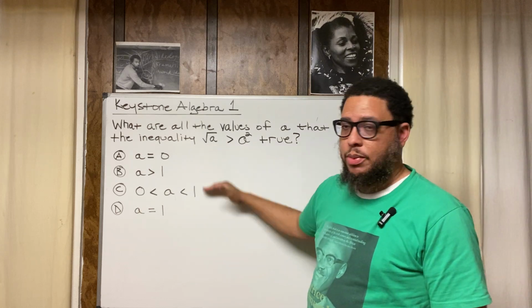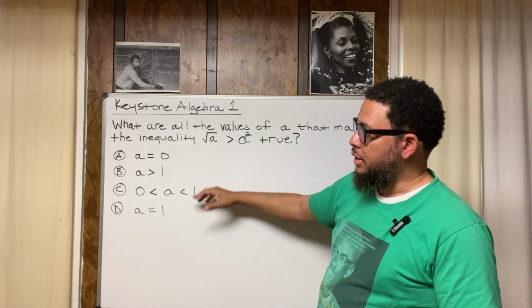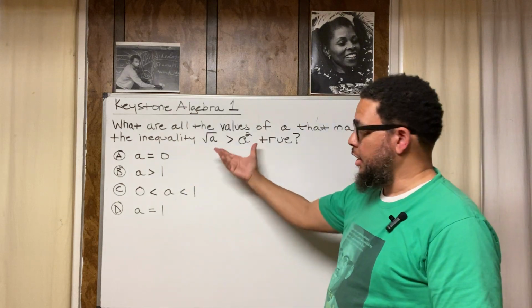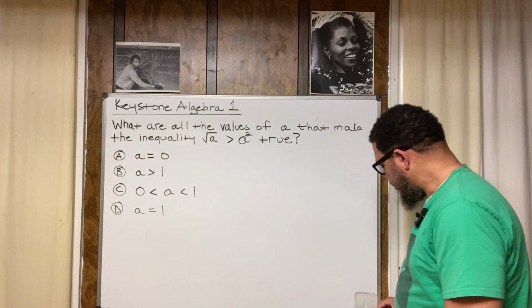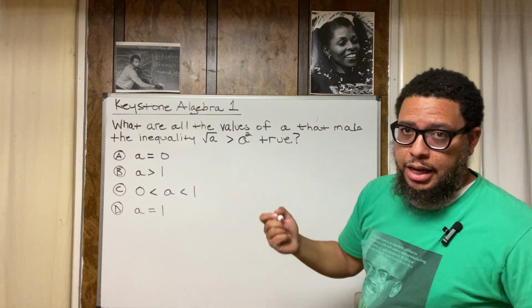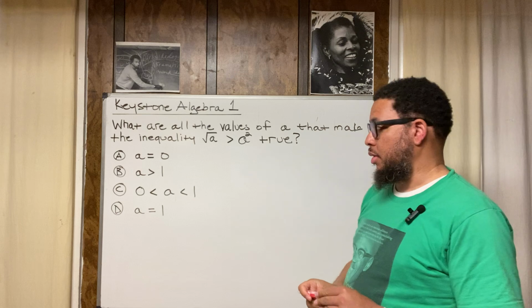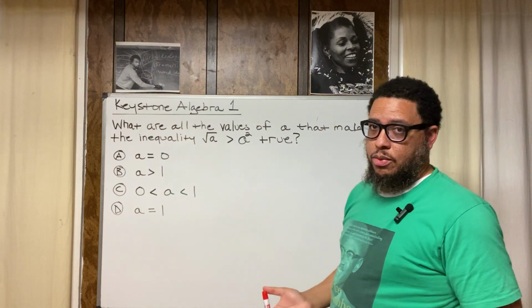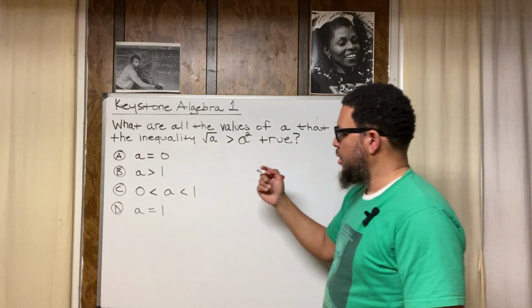Now, this is a multiple choice question. So what we can do is actually substitute these values that we're given and see if it gives us a true statement. So let's start with choice A. Choice A says A equals 0, meaning when A is 0, does this make this a true statement?